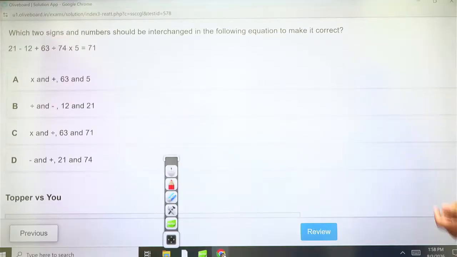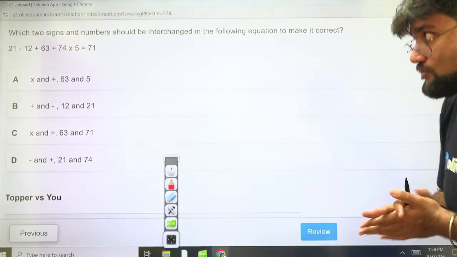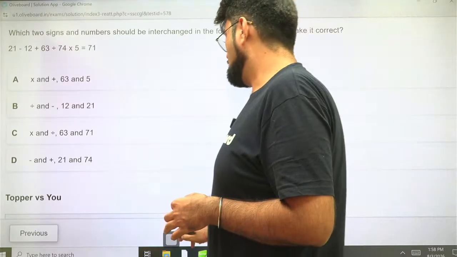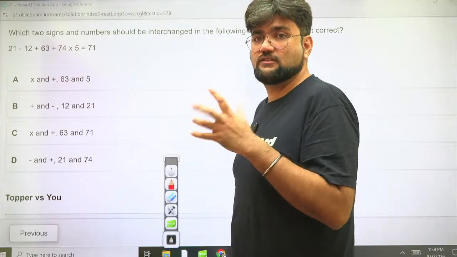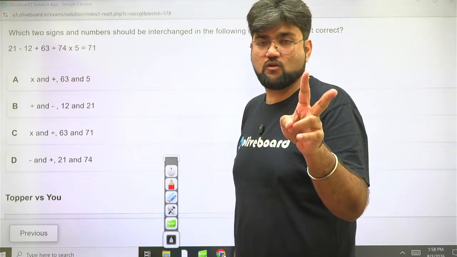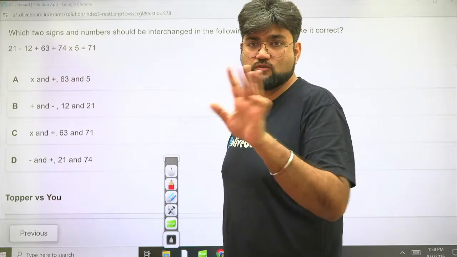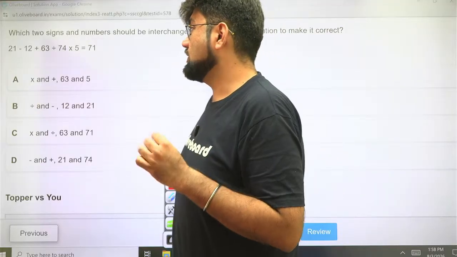Oh, this is a good one. Which 2 signs and numbers should be interchanged in the following equation to make it correct? Now see, you will be using a lot of things simultaneously. It's not about solving alone. It's not about elimination alone. It's not about picking up and switching the right things. You have to do all 3 of them simultaneously.